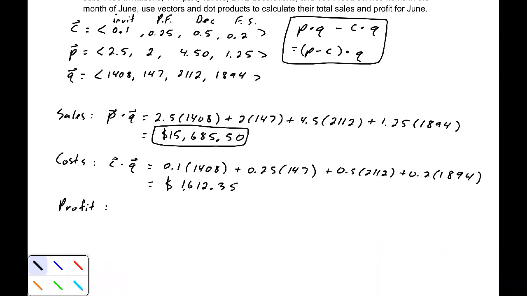So the profit, which is the value we actually want, is going to be $15,685.50 minus $1,612.35, which is $14,073.15.